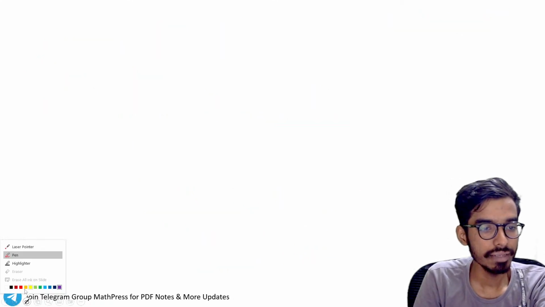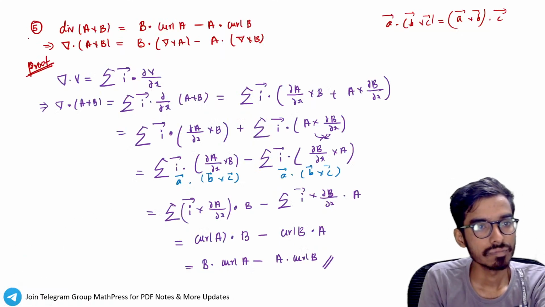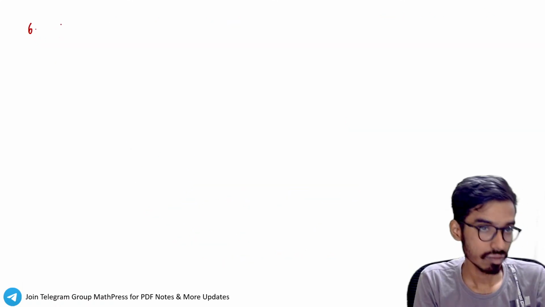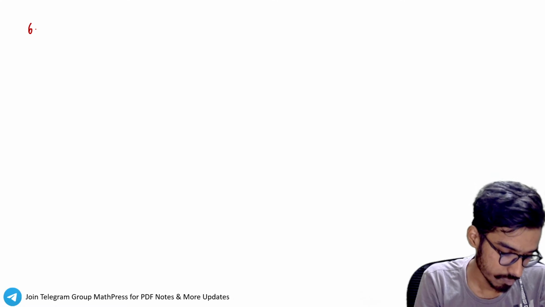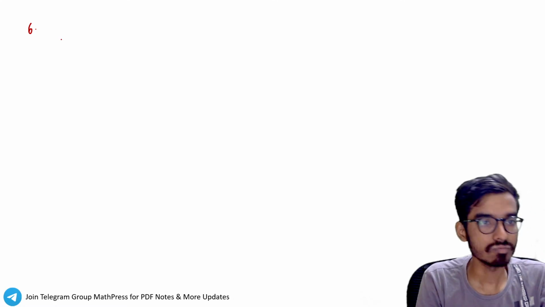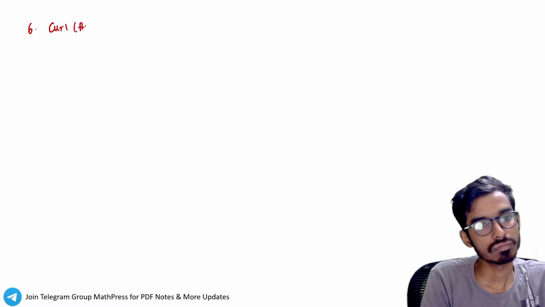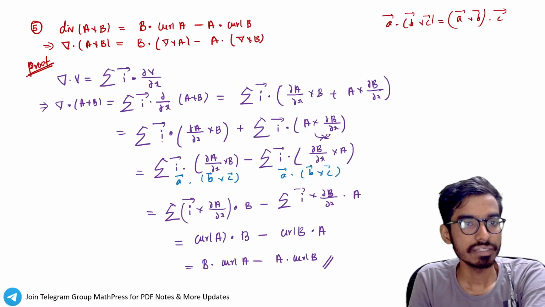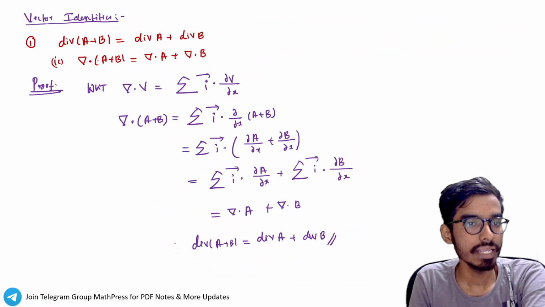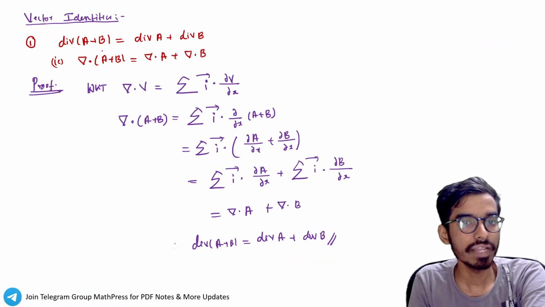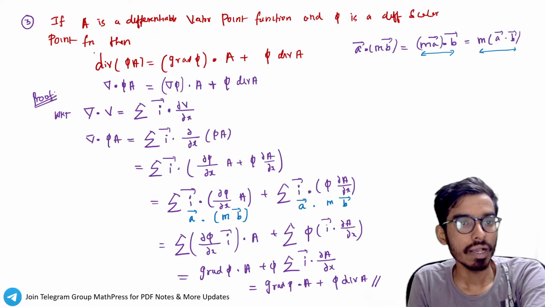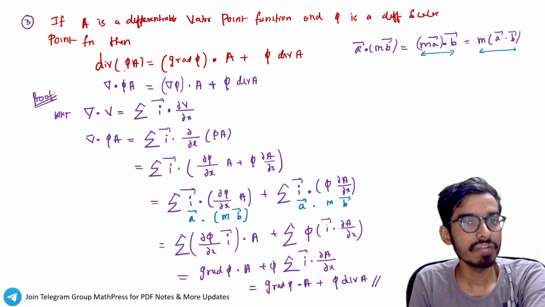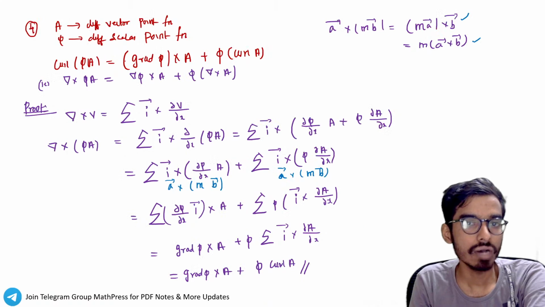So the sixth identity: we have proved divergence of A cross B. Sixth is curl of A cross B. You can see we are doing the same thing, right? Here we have A plus B, and we have applied divergence and curl to that. So we have finished the first two, and we have taken phi A. Phi is a scalar point function, A is a vector point function. We have applied divergence to it and curl to it. So another two are over.